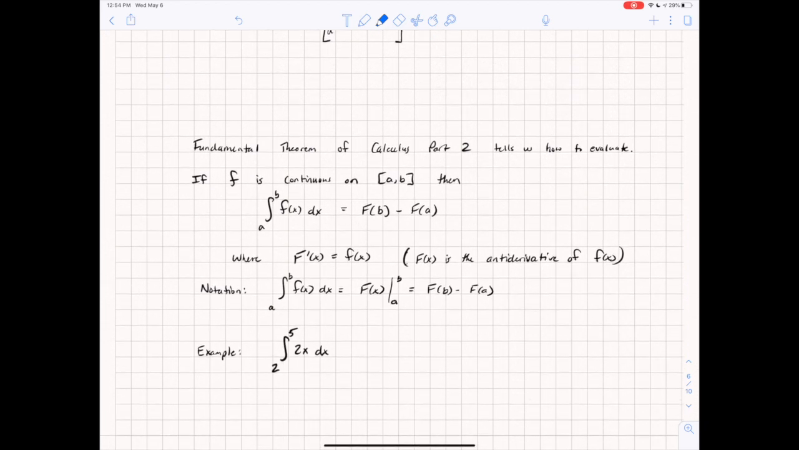So this is the part that you're actually going to use the most, especially in this class and your final week, which says this: if f is continuous on the interval from a to b, then the definite integral is equal to capital F of b minus capital F of a, where capital F is the antiderivative of lowercase f, right? If you were to derive whatever function you get here, it would give you the inside piece.